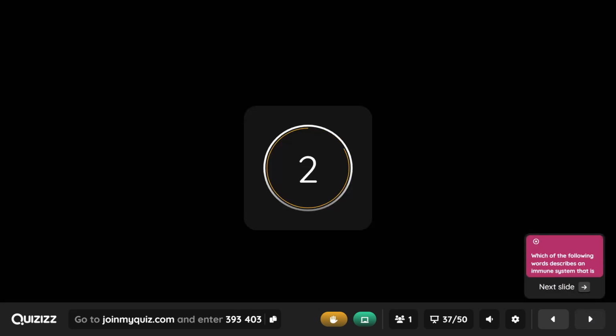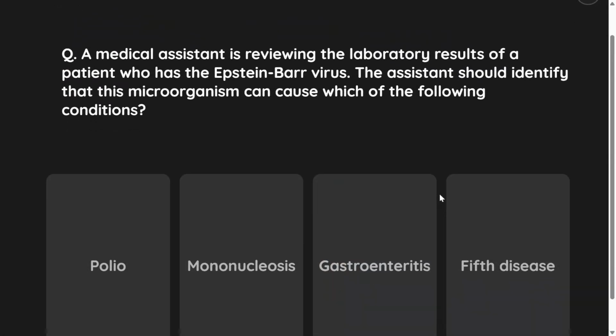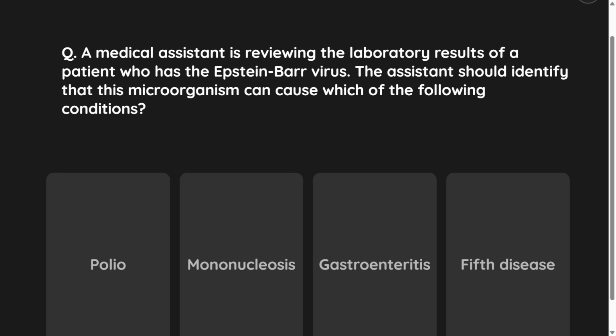Next question. A medical assistant is reviewing the lab results of a patient who has the Epstein-Barr virus. The assistant should identify that this microorganism can cause which of the following conditions? Would this be polio, mononucleosis, gastroenteritis, or Fifth's disease? Again, your patient has Epstein-Barr. The microorganism can cause which of the following conditions?